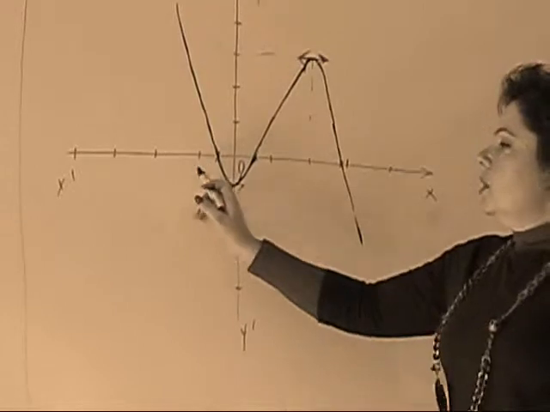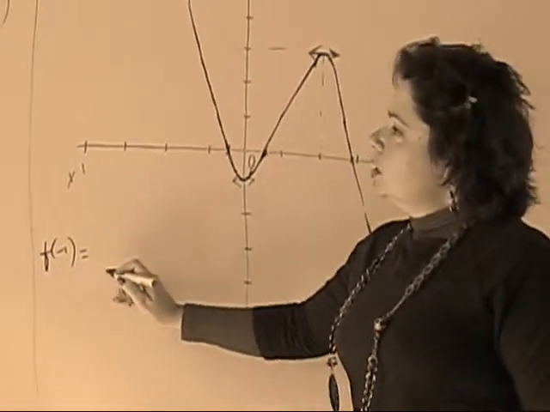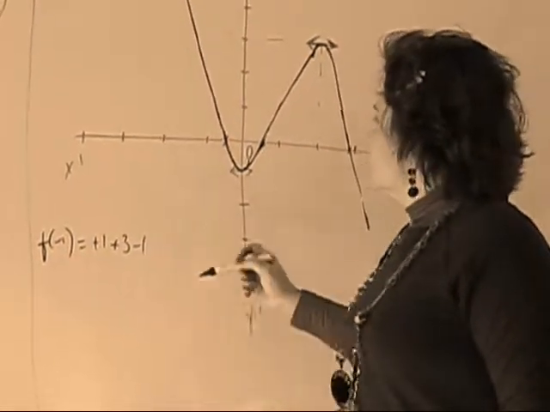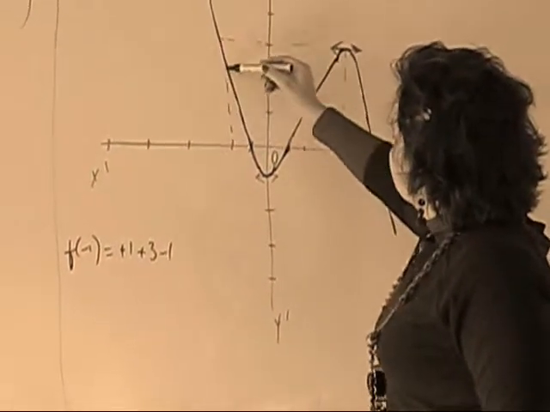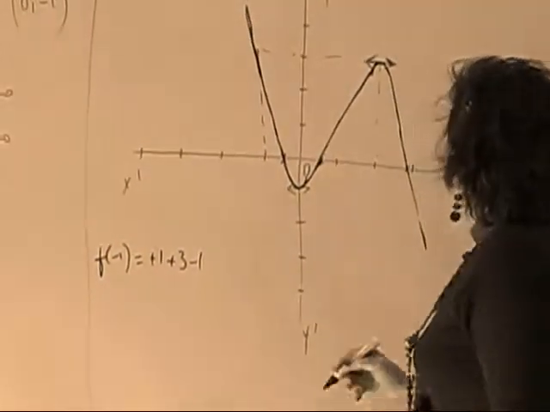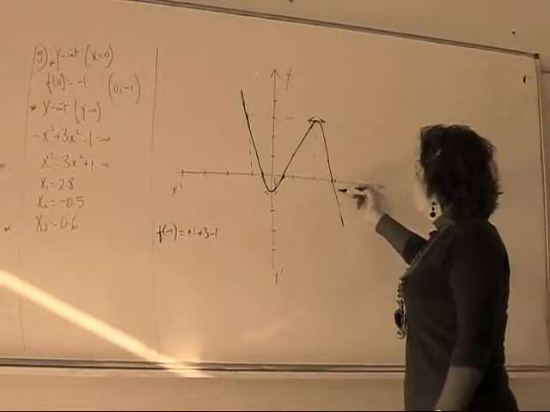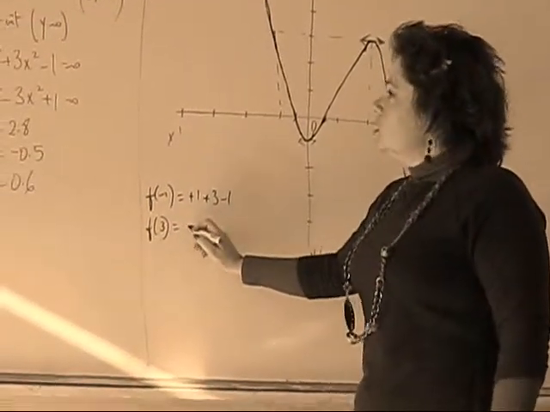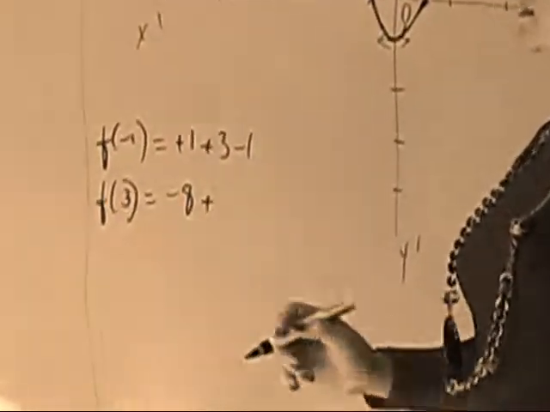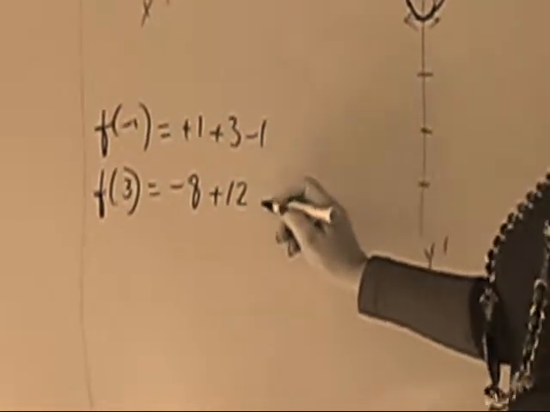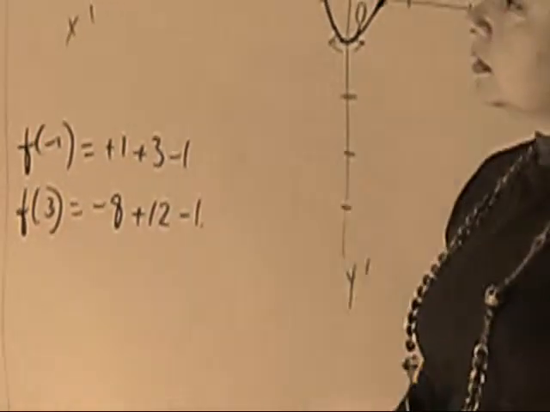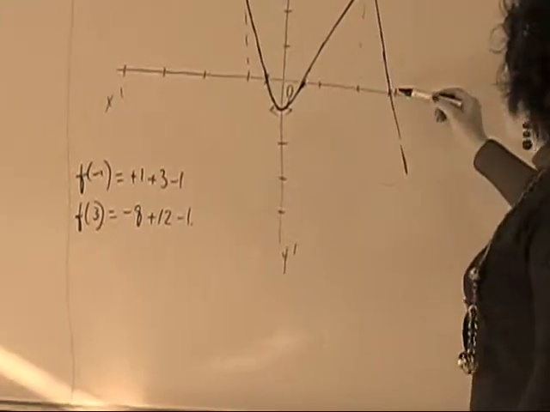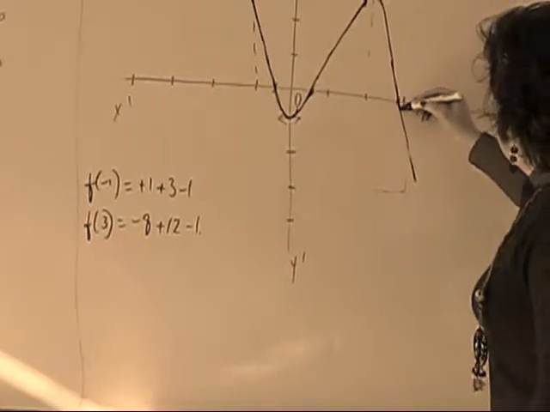You can take minus 1. F of minus 1 equals plus 1 plus 3 minus 1, so it's 3. That is the left point here. And if you want, you can take 3. So f of 3 equals minus 27 plus 27, minus 1, which is minus 1. Okay, so this is where your graph will come.